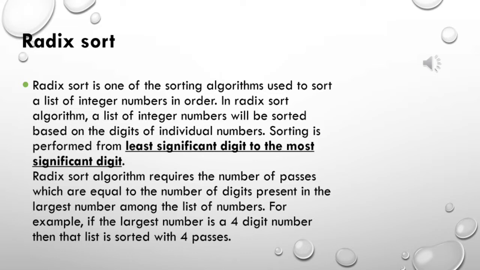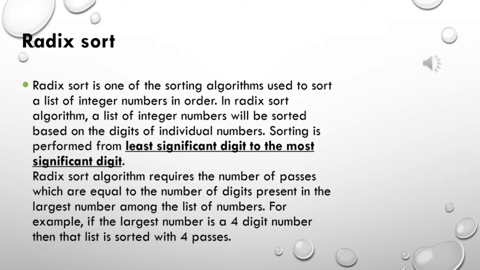Radix sort. Radix sort is one of the sorting algorithms used to sort a list of integers in order. In radix sort algorithm, a list of integer numbers will be sorted based on the digits of individual numbers. Sorting is performed from least significant digit to the most significant digit.